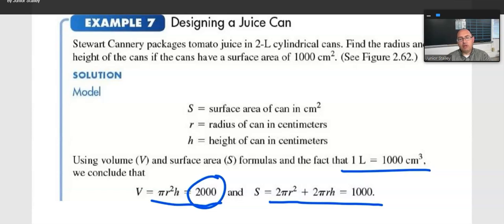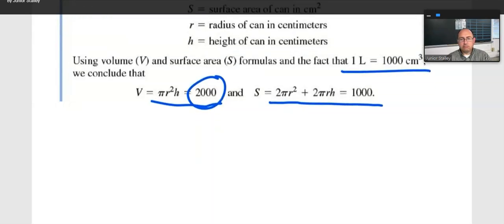Anyway, so the surface area formula. So we're combining these two pieces of information. So let's see what we can do with this. Using volume and surface area formulas and that fact, we can conclude these two pieces of information. So can we do anything with this? What do you think? Can we somehow combine these two equations together? Let's see. Is there a common variable that they have in common? Oh, look. Radius.